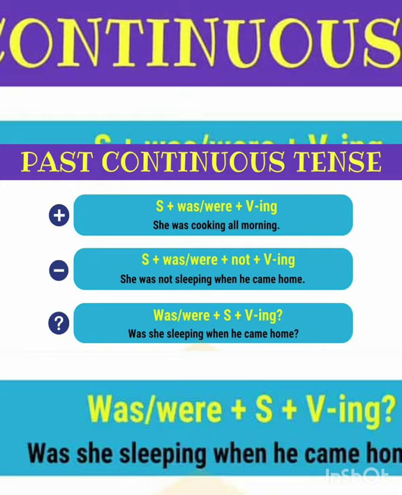Those are was and were. Here are the formulas. To frame an affirmative sentence in past continuous tense, the formula is subject plus helping verb plus V1, and we should add ing to the V1, and then comes the object.